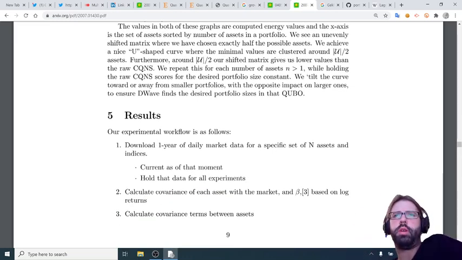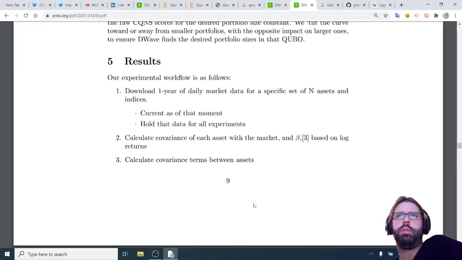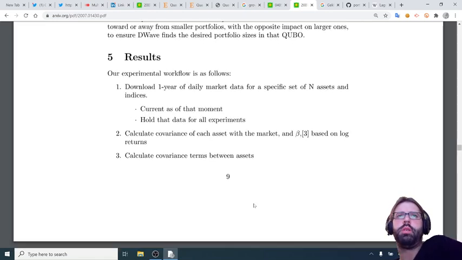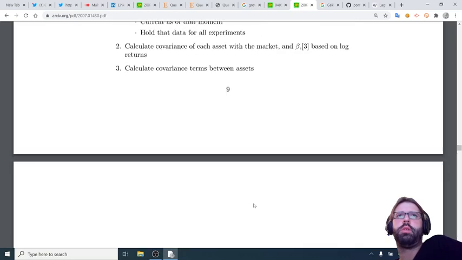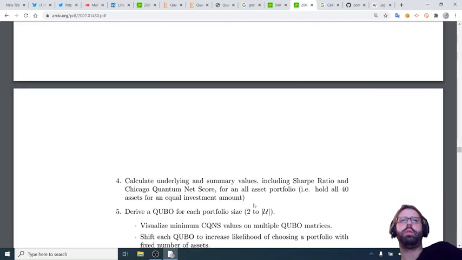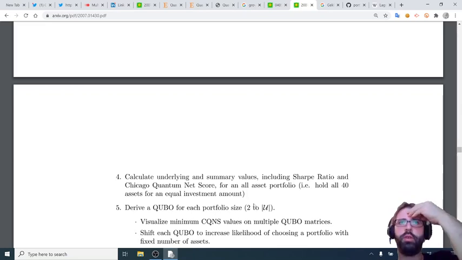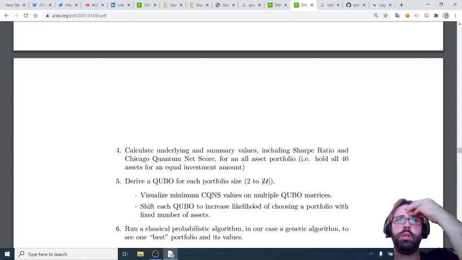Covariance features of the market and beta based on log returns. Covariance seems to be assets. We've done all these. Derive a Q for each portfolio size. I don't get why they need to add these shifts, and why they have a specific Q for each portfolio size.